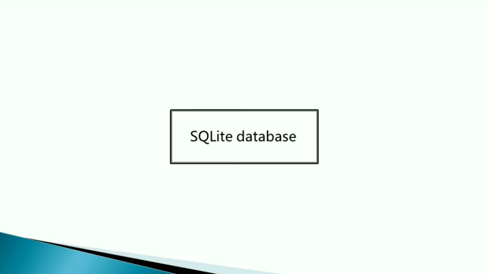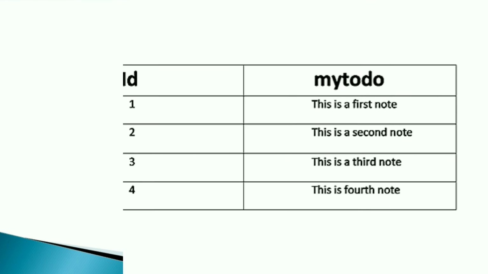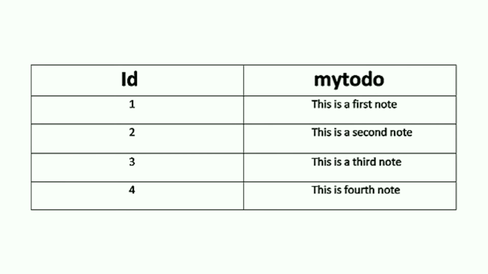Room uses a SQLite database as its database backend. SQLite databases store data in tables of rows and columns. The screen shows a SQLite database table. Each row represents one entity or record, and each column represents a value in that entity. A column is also called a field.